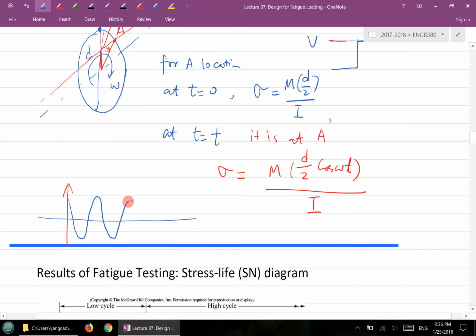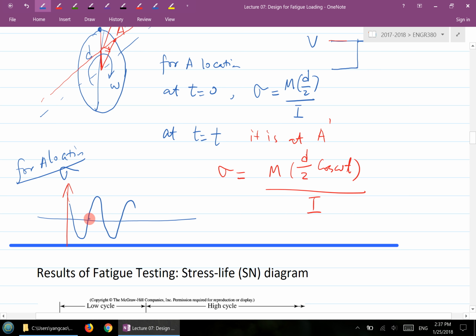a cyclic curve like this. It's a cosine sinusoid, or cosine curve like this, right? So this is basically for the A location here. For the A location, here's how much the stress is varying as time goes.